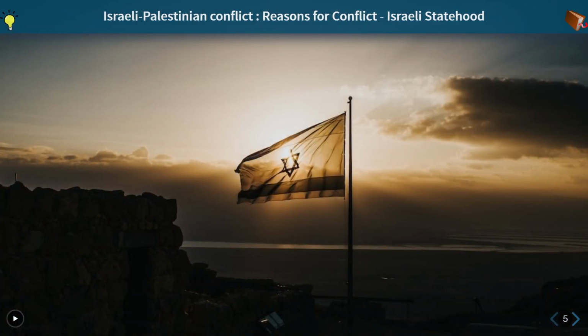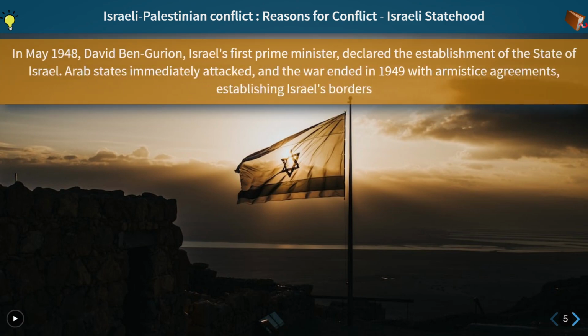Israeli statehood. In May 1948, David Ben-Gurion, Israel's first prime minister, declared the establishment of the State of Israel. Arab states immediately attacked, and the war ended in 1949 with armistice agreements, establishing Israel's borders.